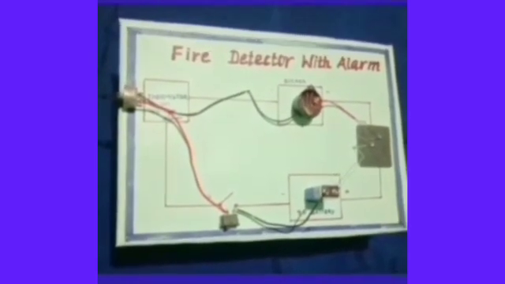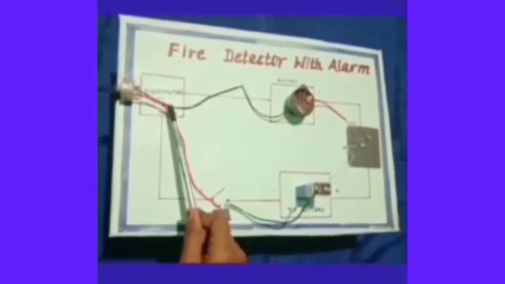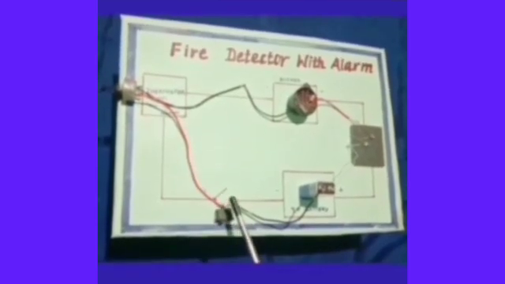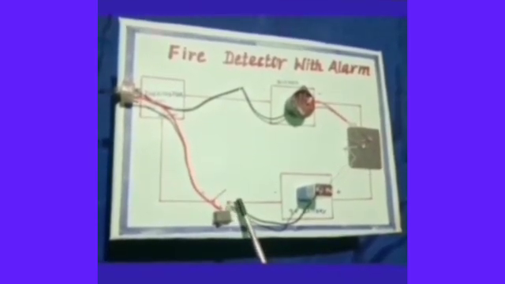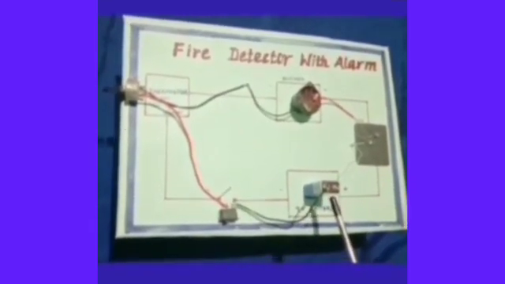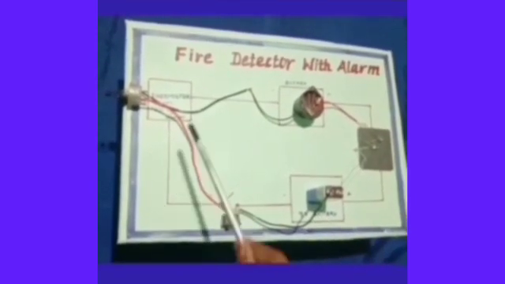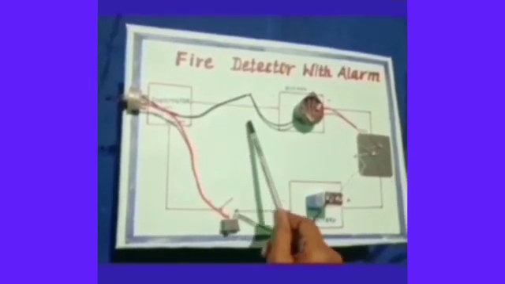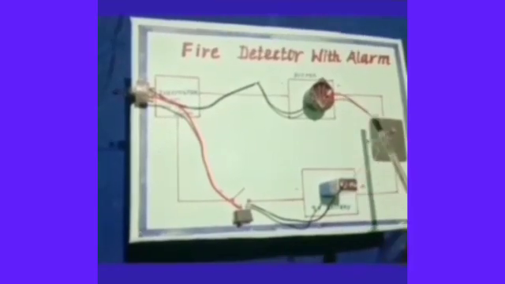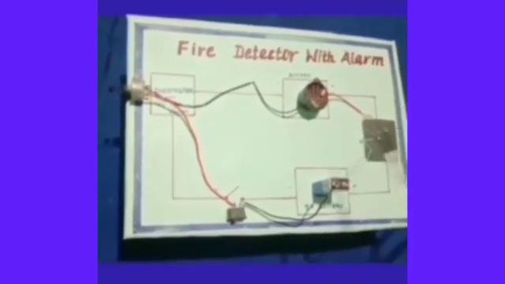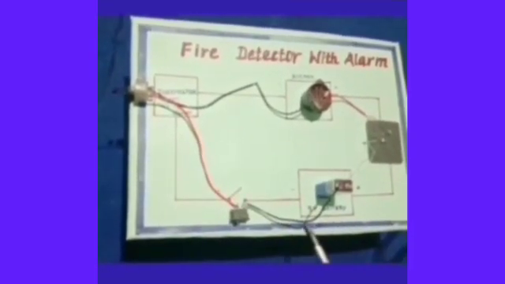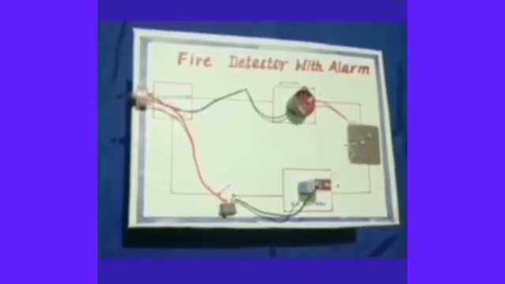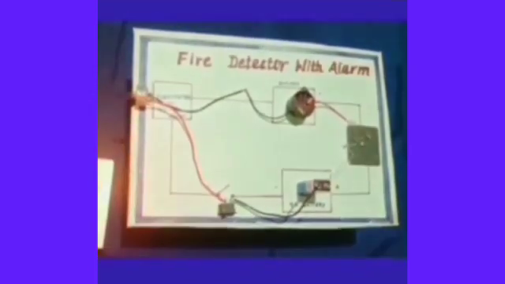The circuit connection of the fire detector: a thermistor pin is connected with the positive terminal of the key and the negative terminal connects with the battery. Another pin of the thermistor goes to connect with the buzzer, the indicator and the 9-volt battery and key. Here the circuit is completed.